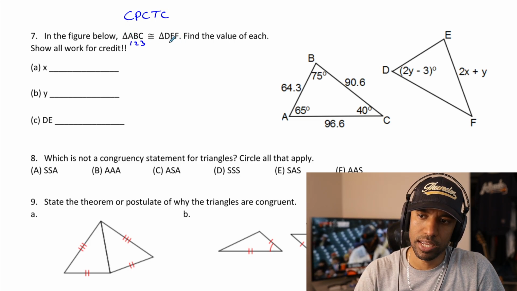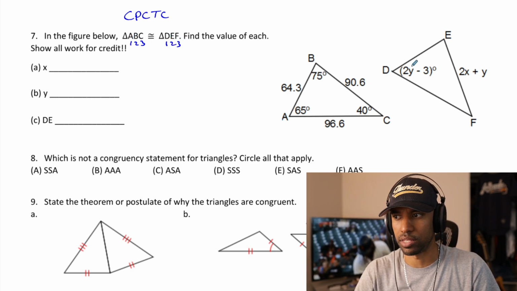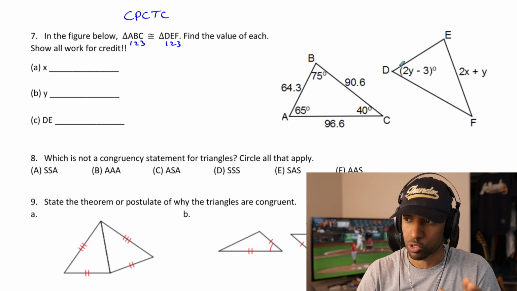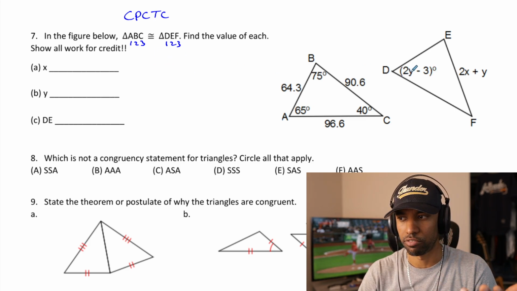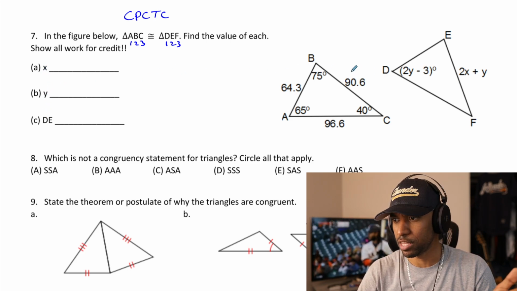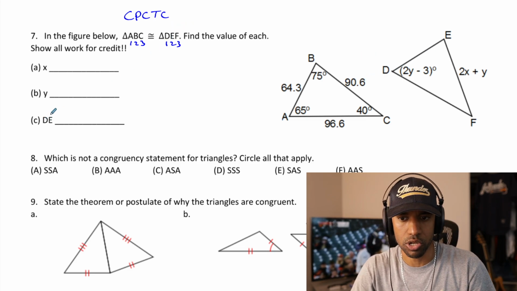ABC is 1, 2, 3. DEF is 1, 2, 3. That means that A corresponds with D. The measure of angle A equals the measure of angle D, and that can help us solve for y, actually. I don't even know if I want to solve these. In fact, I think I want to solve these in exact reverse order.